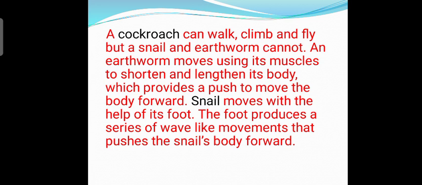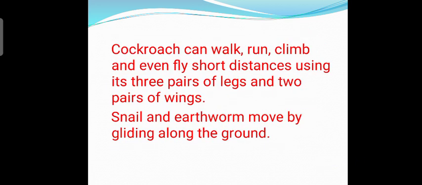A snail moves with the help of its foot. The foot produces a series of wave-like movement that pushes the snail's body forward. Cockroach can walk, run, climb and even fly short distances using its 3 pairs of legs and 2 pairs of wings. You might have seen cockroaches in your kitchens, and it is a nocturnal kind of insect because it is found in night time, and this is showing all these kinds of movements. While snail and earthworm move by gliding along the ground. So we can say that there is a similarity between the movement of snail and earthworm. They are showing gliding movement on the ground.